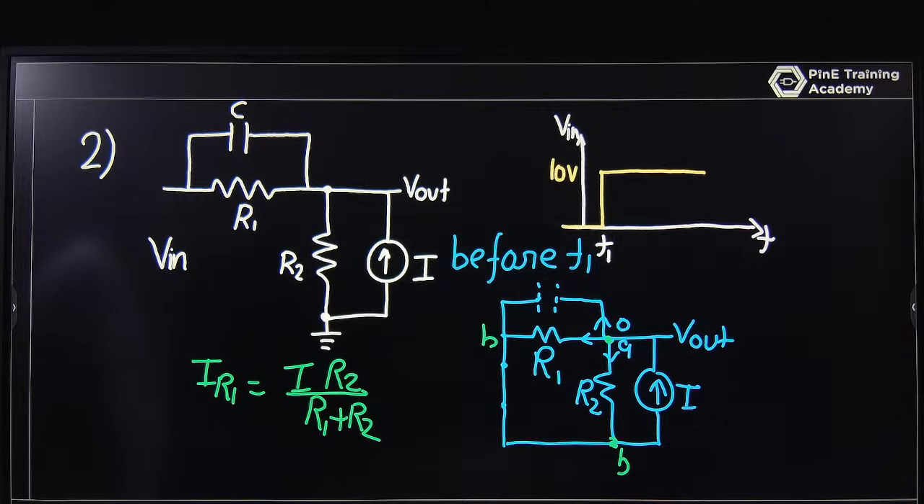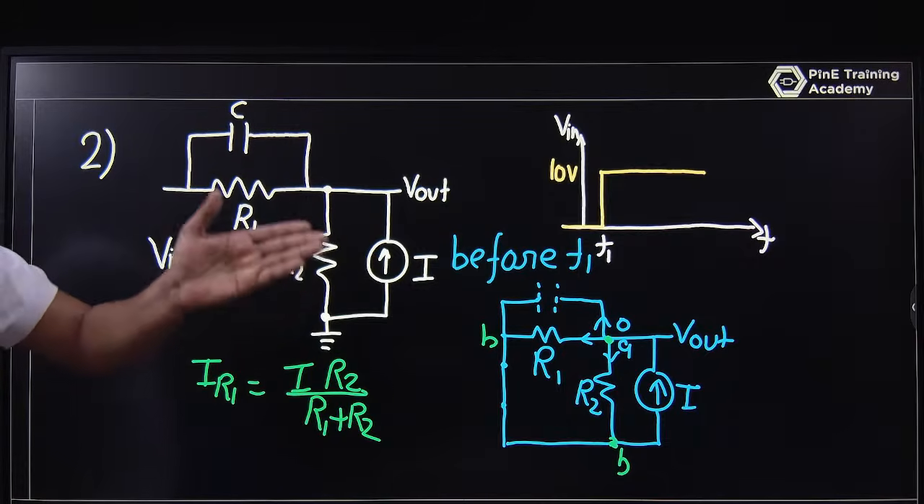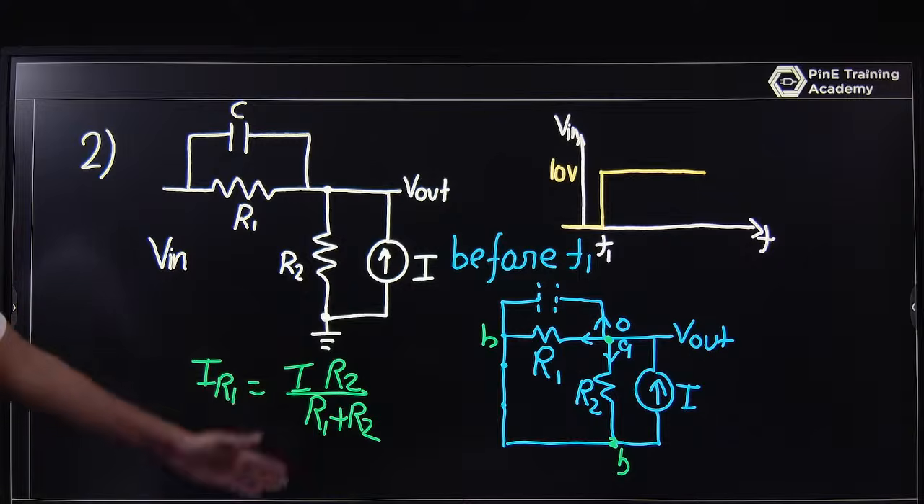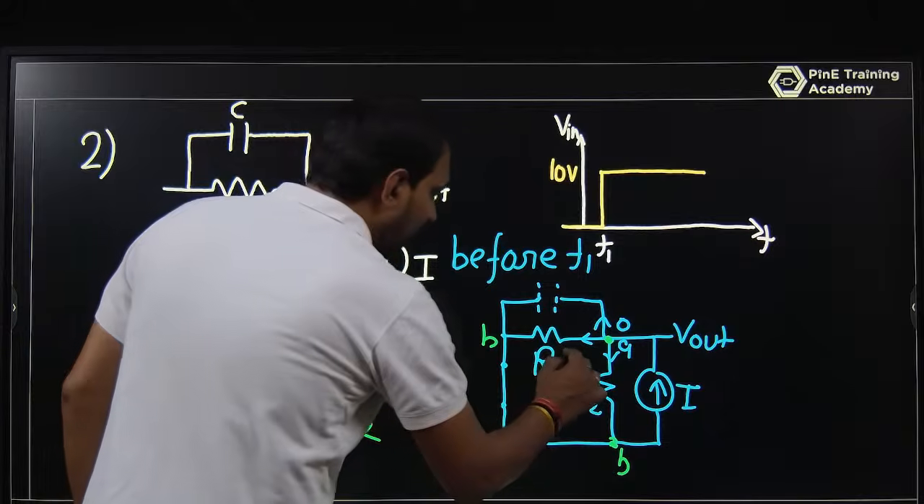Whenever you have two impedances, you can use a shortcut method. Otherwise, you use I into 1 upon that impedance, upon 1 upon Z1 plus 1 upon Z2 plus 1 upon Z3. We discussed this in the network class. So IR1 is I into R2 upon R1 plus R2. This is the current IR1.